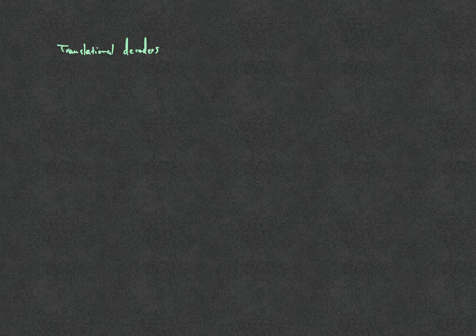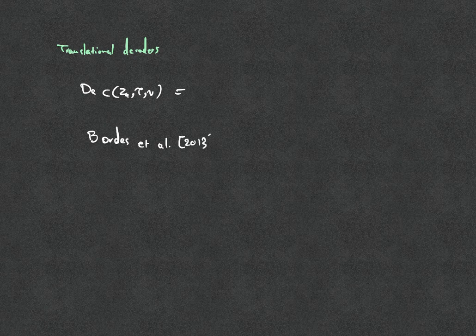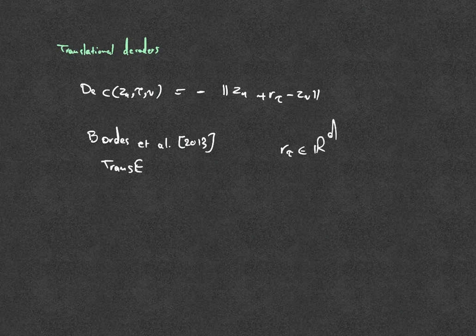One popular class of decoders, as mentioned by the book, represents relations as translations in the embedding space. What does that mean? It means that first you define the decoder of ZU, tau, and V like this. This is from this paper, otherwise known as the TransE model. The idea is that you're going to have this value as the decoder. In this approach, the representation of the relationship is also from R^D.